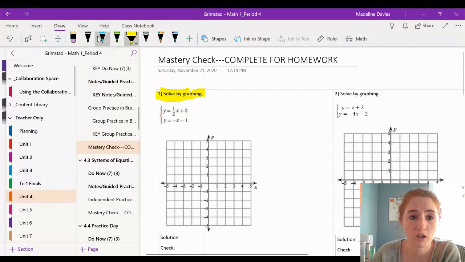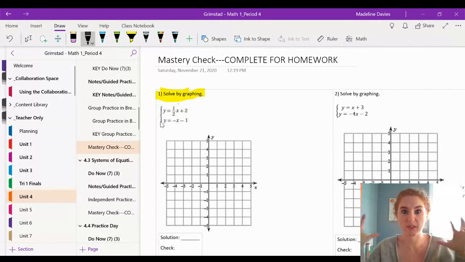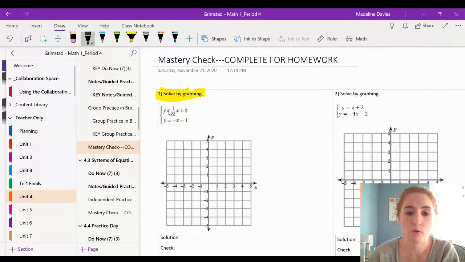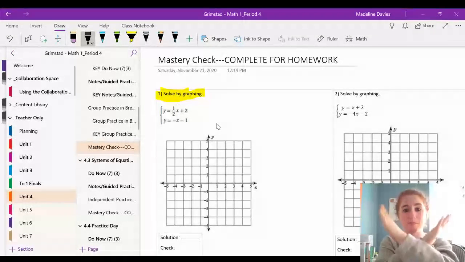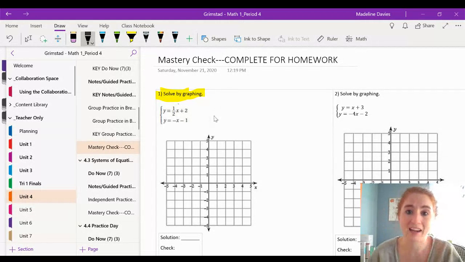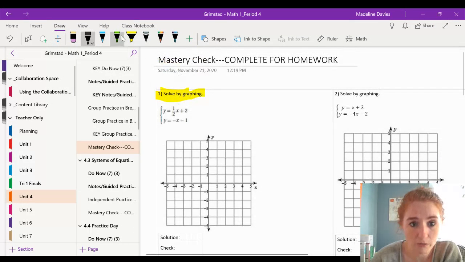So the first thing I want to notice is that these two equations are a system. They're married together. The way that we know they're married together is that they meet at a certain point. So when it says solve by graphing, our solution is that place where they meet, because that is what's linking them together. So let's start with the first one.